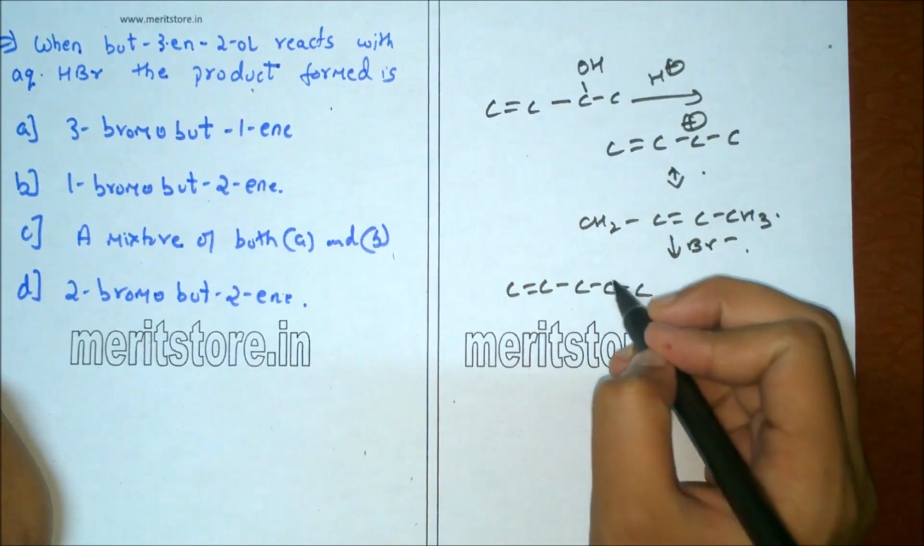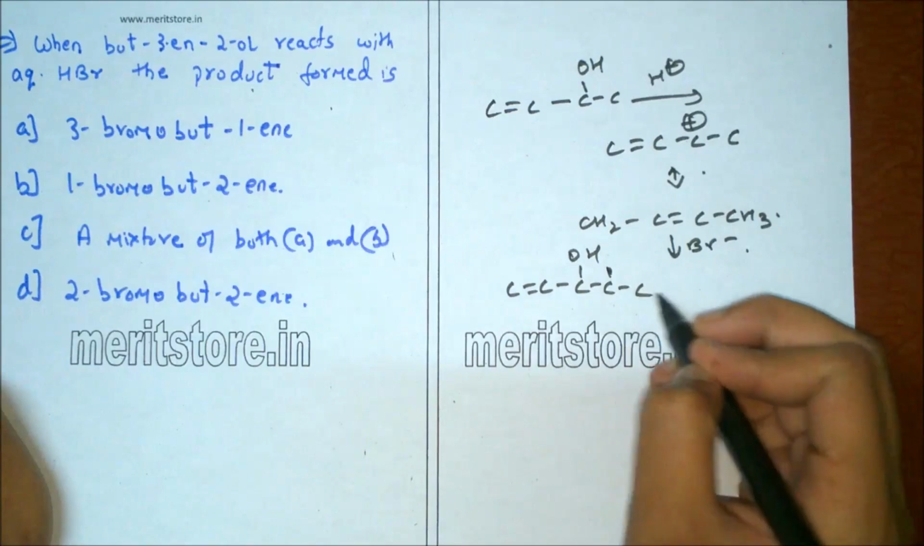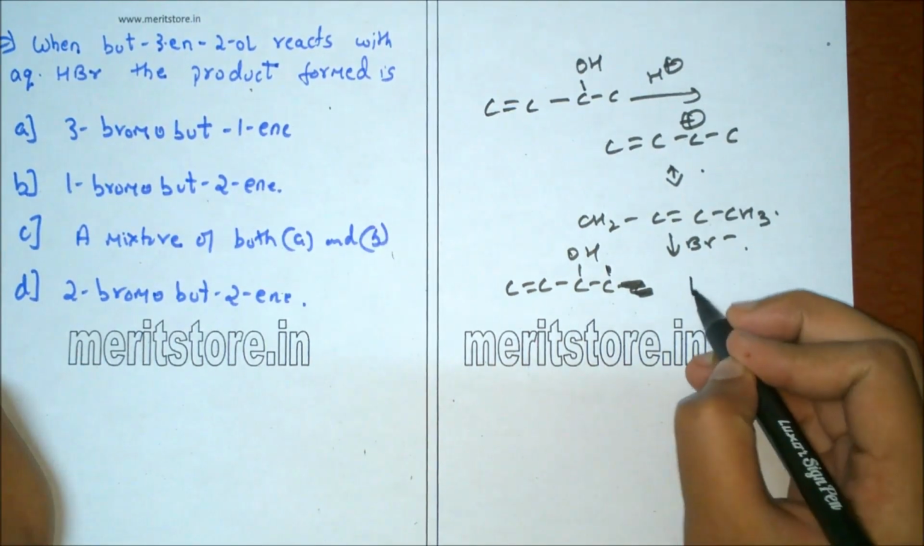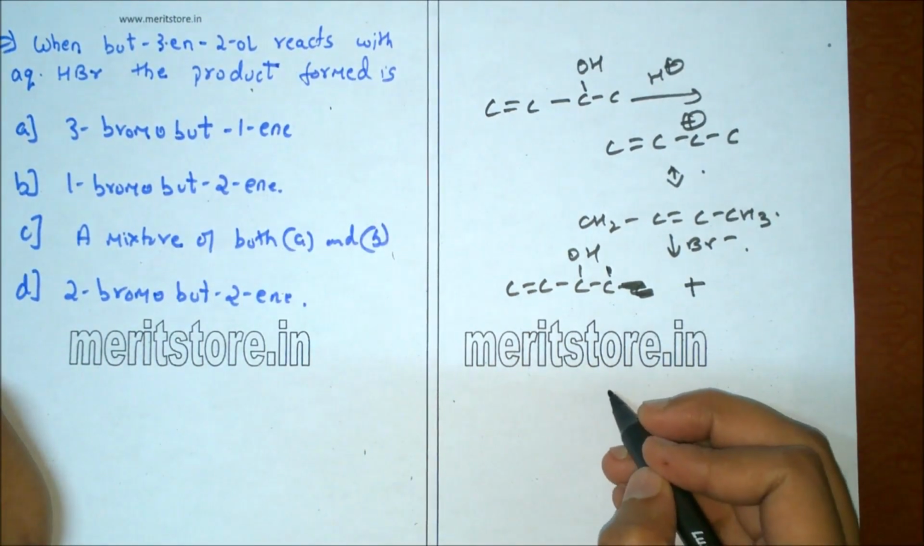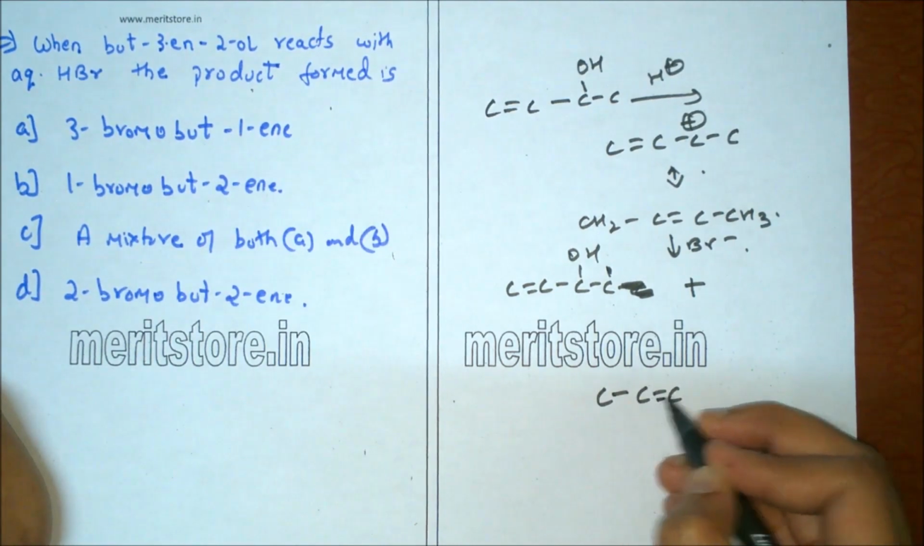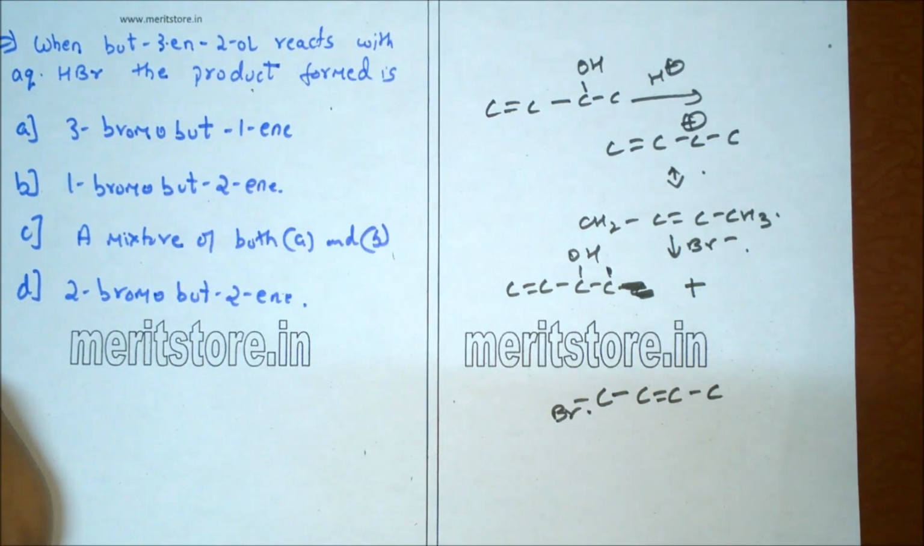Nothing happens to the double bond. I am not putting all the hydrogen atoms. So where there is incomplete valency, there will be a hydrogen attached. And the other compound will be 1-bromobut-2-ene. So 3-bromobut-1-ene and 1-bromobut-2-ene will be formed. So option C is the correct answer.